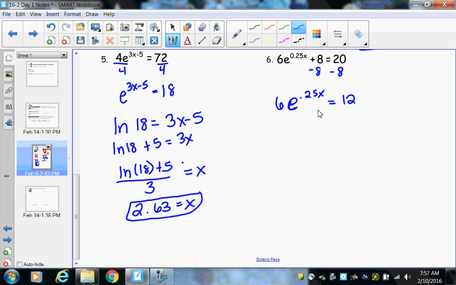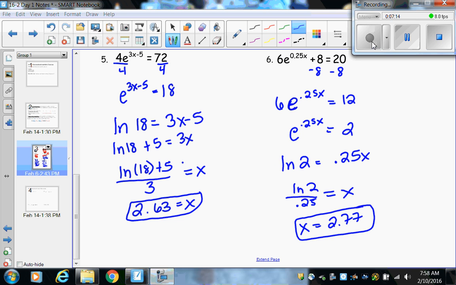And now this problem looks just like example 5. So pause the video and see if you can work it from here. Okay, so on example 6, your final answer should come out to be 2.77. How did we get there?